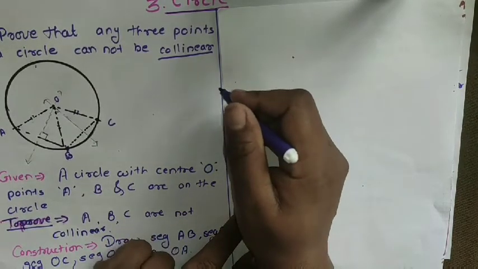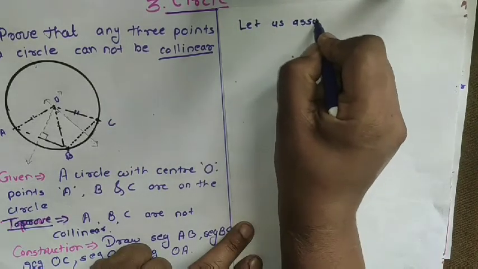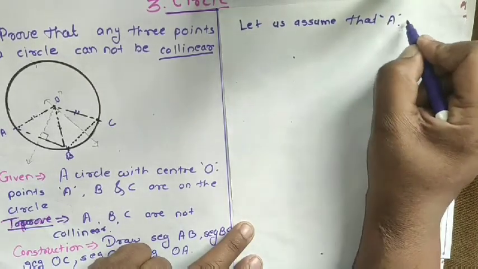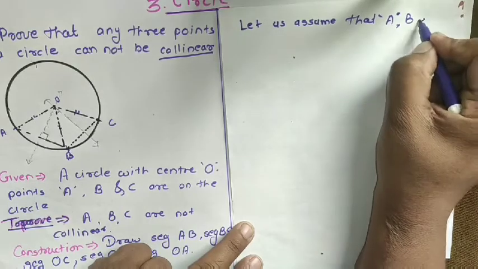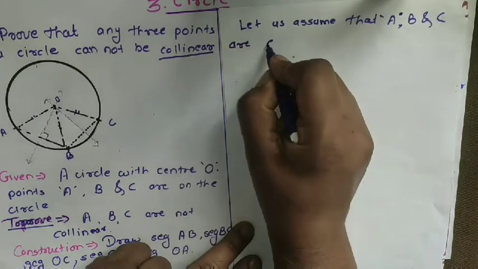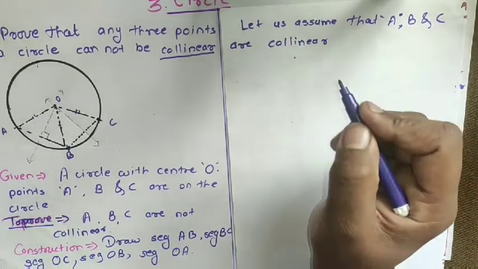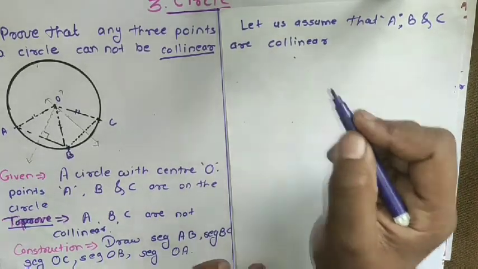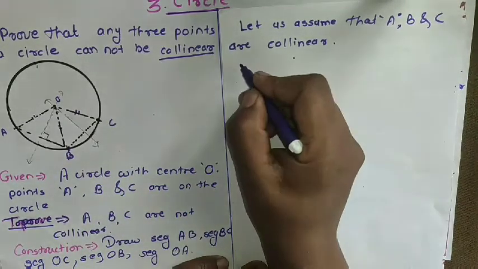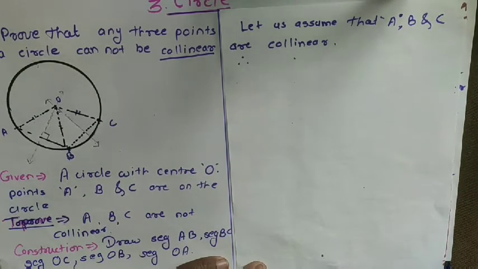Now what we have to show is this. Let us assume that points A, B and C are collinear. We know that they are not collinear, but we still have to assume that they are collinear. Therefore, if these three points are there, I will draw a figure and explain it to you.